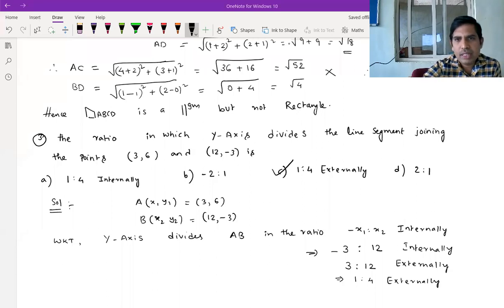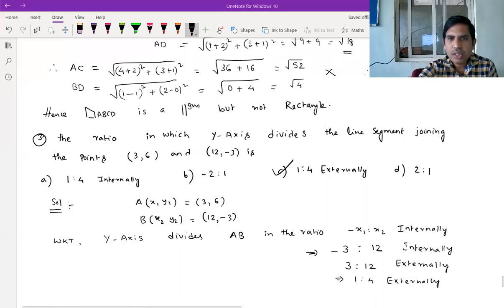Why? Again, let me tell the question. See here, the ratio in which y-axis divides the line segment joining the points. So now y-axis divides in what ratio? Nothing but minus x1 is to x2, not x1 is to x2, that is minus x1 is to x2. x1 is how much? 3. Therefore minus x1 nothing but minus 3. Minus 3 is to 12. So a negative ratio we are getting. So make it a positive ratio, and internally becomes externally. So 3 is to 12 nothing but 1 is to 4.